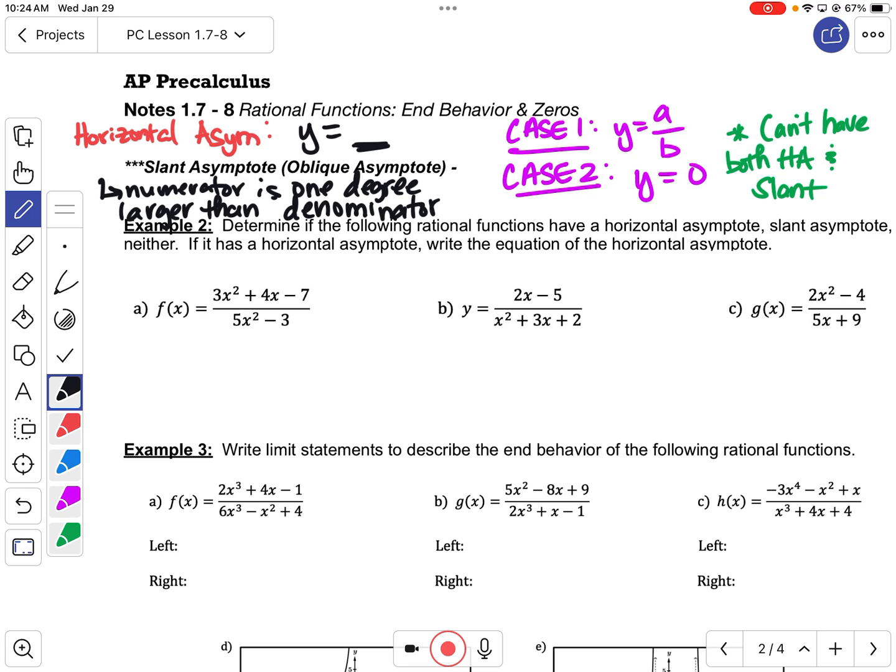All right, so let's look at the first one. If I highlight those highest degree terms, I have a 3x squared and a 5x squared. We check, are the degrees equal or is one bigger than the other? Which one do we have there? They're equal. When they are equal, then we have a horizontal asymptote. Y equals, we will always state y equals, and then we just take those leading coefficients, 3 and 5. We reduce if we can, and that's my horizontal asymptote. So that's all we do, we look at the highest degree terms.